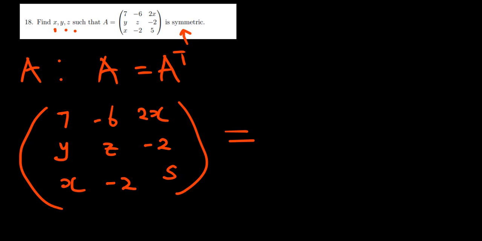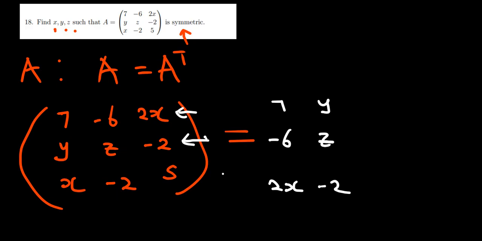So this is our first row, and it becomes a column here. It will be 7, minus 6, 2x. Then the second row becomes the second column, so it will be y, z, minus 2. And then the third row becomes the third column, so it will be x, minus 2, 5. This is the matrix that we have on the right hand side.